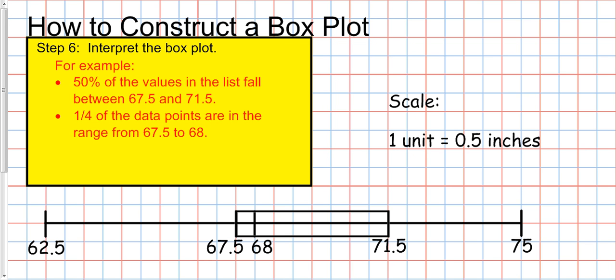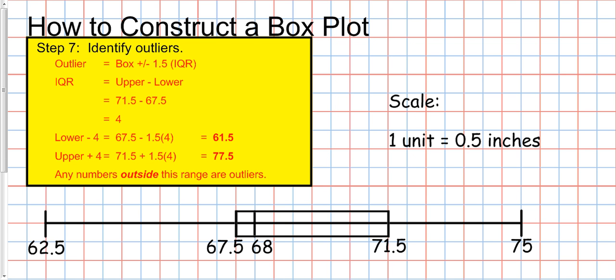Then in step 7, we're going to look for outliers. To find an outlier, we're going to use that box and figure out the interquartile range, and then add that number, or 1.5 times that number, to each end of the box. So to find our interquartile range, that's just the upper minus the lower, which gives us a range of 4. And then the lower number, 67.5, minus 1.5 times 4, gives us a low number of 61.5.